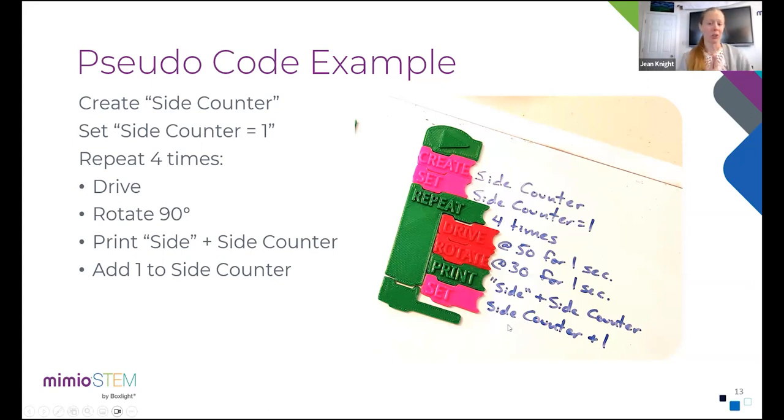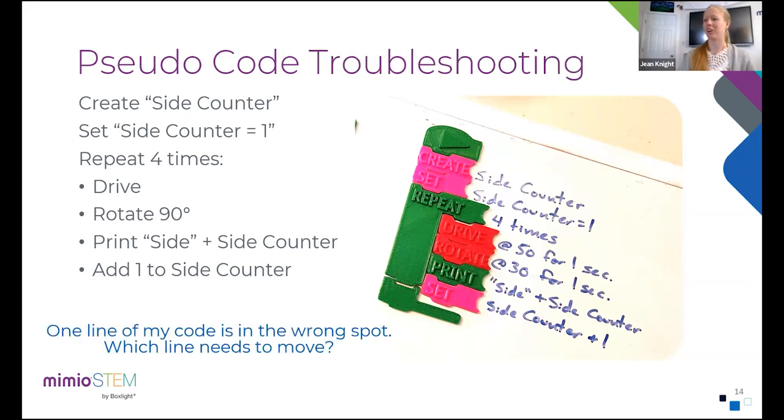Now, I know we're running short on time, so I'm not going to make you all answer the question I had in here, which was talking about more troubleshooting. One line of my code is in the wrong spot. Now, if any of you can figure out which line needs to move before I change slides, bonus points to you. But I won't give you too long to answer that because I want to respect your time.